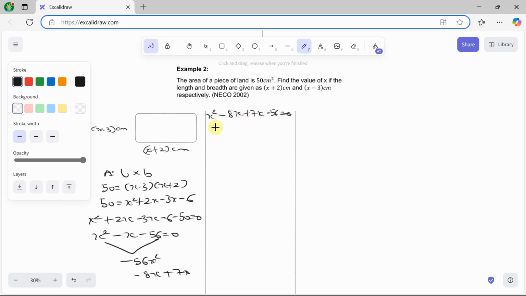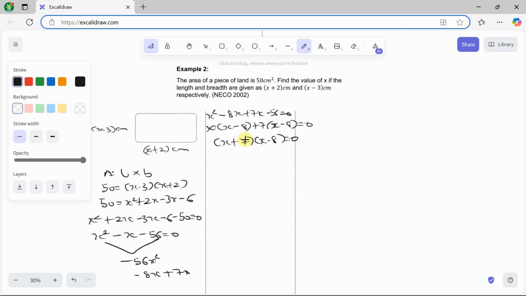So in this first, what is common? x is common. x squared divided by x will give me x. Minus 8x divided by x will give me minus 8. Plus, what is common in these two? 7 is common. 7x divided by 7 will give me x. Minus 56 divided by plus 7 will give me minus 8. So this is equal to 0. So I have the same thing here, x minus 8, and I have the same thing here, x minus 8, so I'm good. I'll collect like terms. That will be x plus 7, x minus 8 is equal to 0.